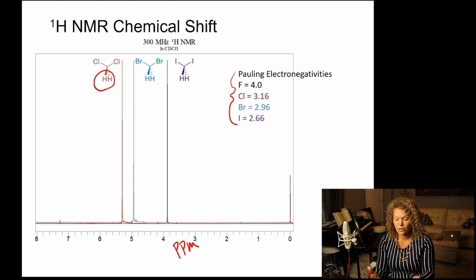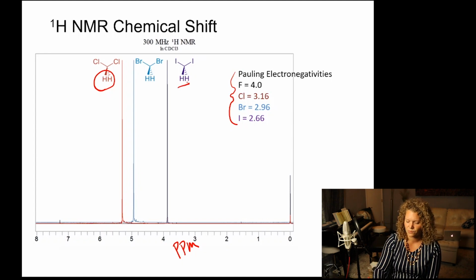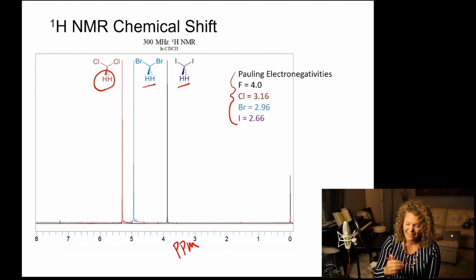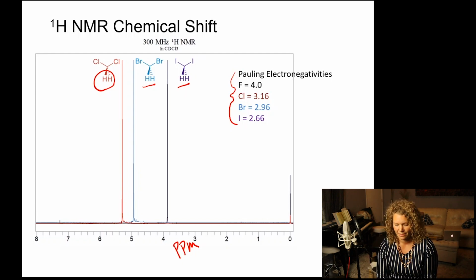I should note that we know we're only going to get one signal for each of these compounds. We know this from our last video of the substitution test. So again, diiodo has one signal here. It's at the lowest ppm. Then we have our signal for our two hydrogens for the dibromo. And then the highest ppm is the one with the dichloromethane.